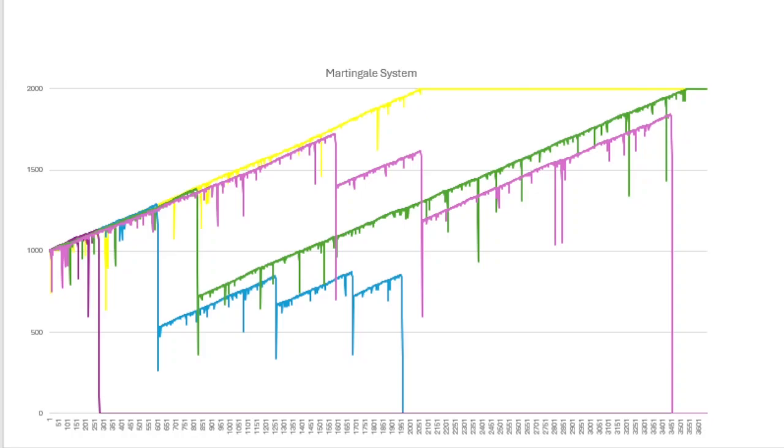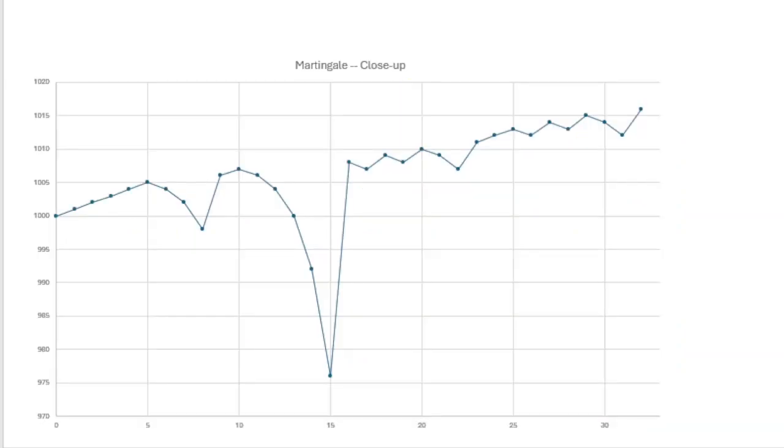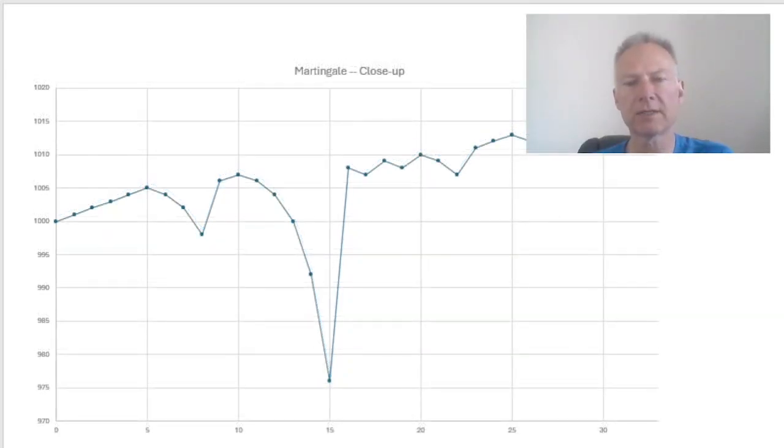And as we did before, let's take a closer look and make sure we understand what's happening in this system on a spin-by-spin basis. For example, we start with 1,000, and if the first spin is a win, then we're at 1,001. We wager $1 again, and we won again. We're at 1,002, 1,003, 1,004, 1,005. So this was 5 straight wins. On the other hand, this next spin was a loss, and we dropped to 1,004.